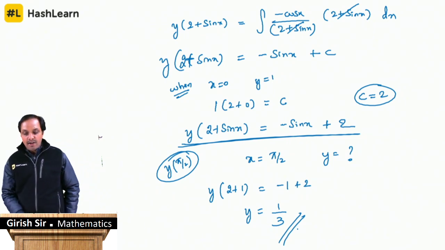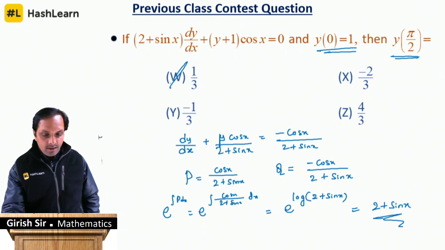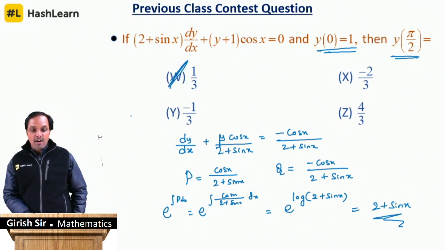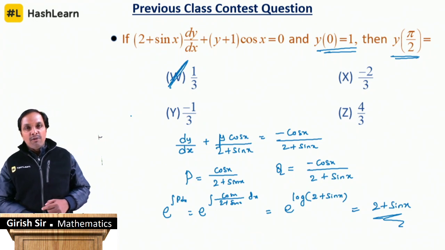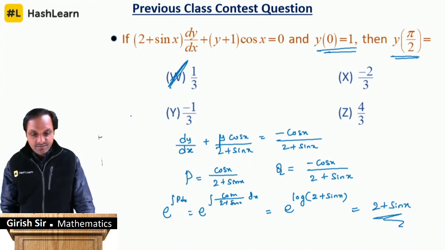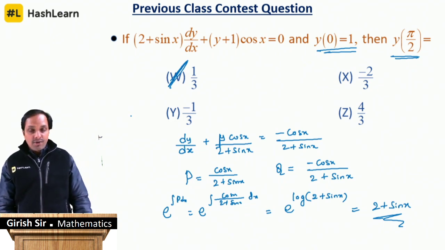Yes, do you have any option as 1 by 3? Yes, there is an option y is equal to 1 by 3. Y of 90 is 1 by 3. Option is W. Yes, hope you all follow the steps. Okay, fine, then get ready for the next question.